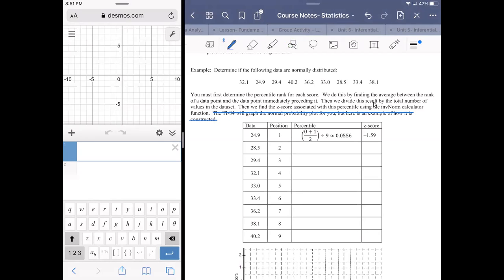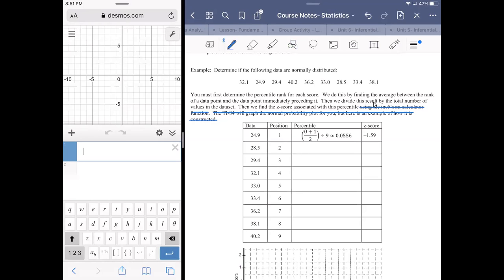And again, then we find the z-score associated with this percentile, and then that's that. All right. So we'll start the process of building the table, and then we'll go from there. At least the percentile part of it.